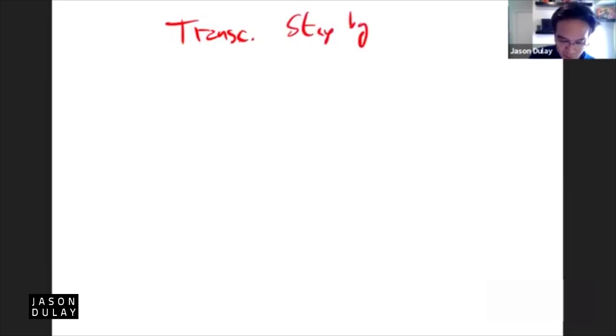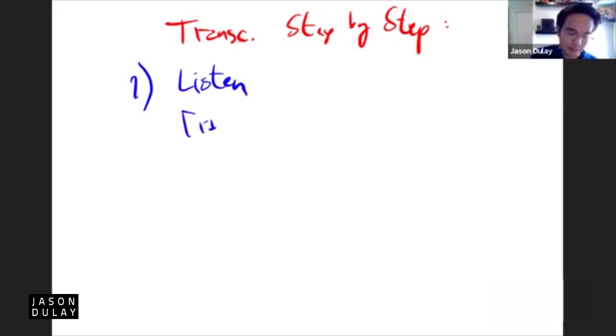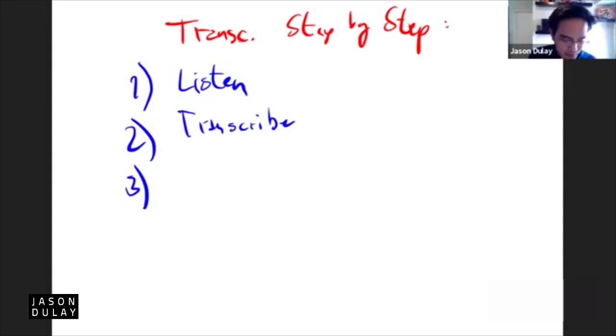Okay, so let's take a look at transcription step by step, one step at a time. The first step is you listen to the files, and then you transcribe. This is actually very easy. You start typing in what you're hearing. The third step is you can slow down the audio file if needed, and you can use this with the tools I mentioned earlier, like Express Scribe and oTranscribe.